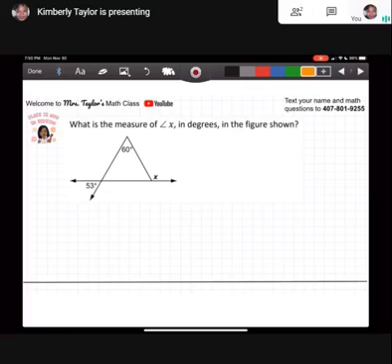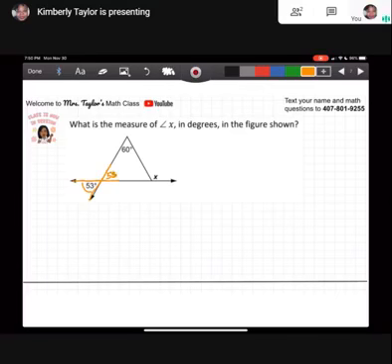So, dealing with angles again, it says, what is the measure of angle X in degrees in the figure shown? So, this is when you have to recognize what you're looking at. I think my favorite part about looking at stuff like this is when I see vertical angles, I automatically know that vertical angles are congruent. So I see right here, I got vertical angles. So this angle is 53, so is this one.